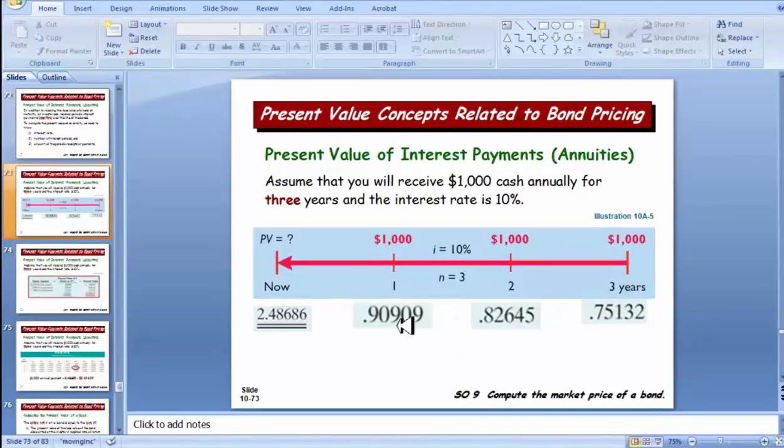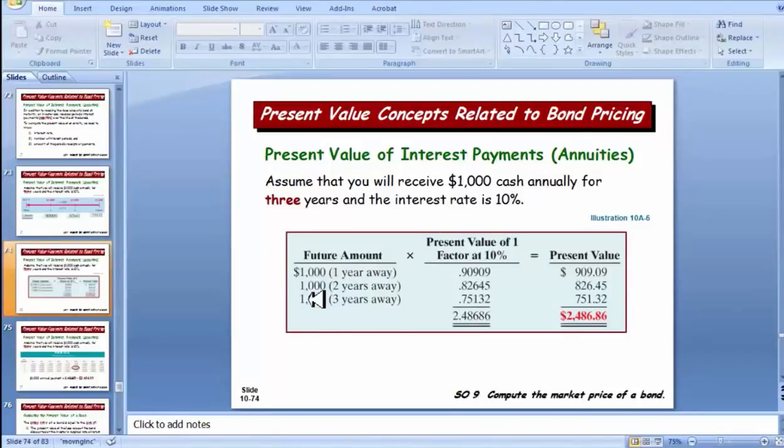So if we add all of these different present values up, that gives us the present value of an annuity. So we total 0.90909, 0.82645, 0.75132, and that equals 2.48686. If we multiply that times 1,000, that tells us how much we should invest today to receive $1,000 in 1 year, $1,000 in 2 years, and $1,000 in 3 years at that market rate of interest.